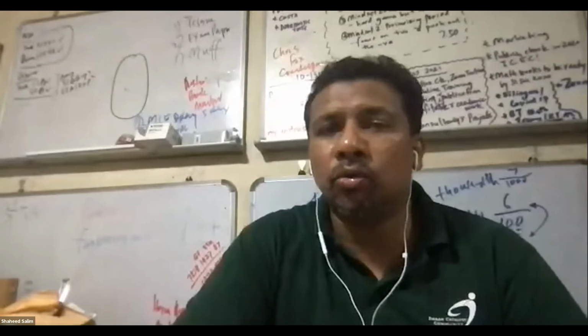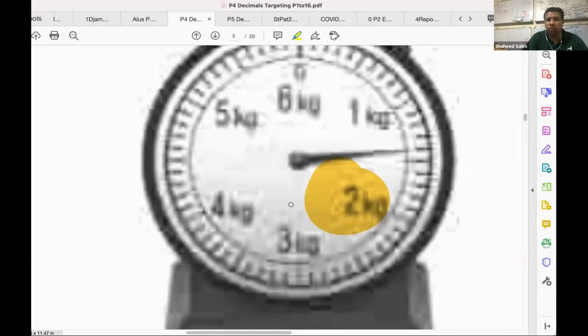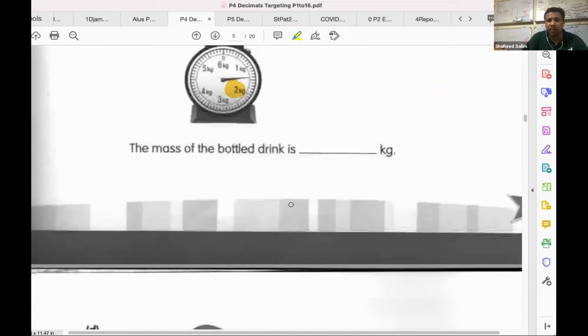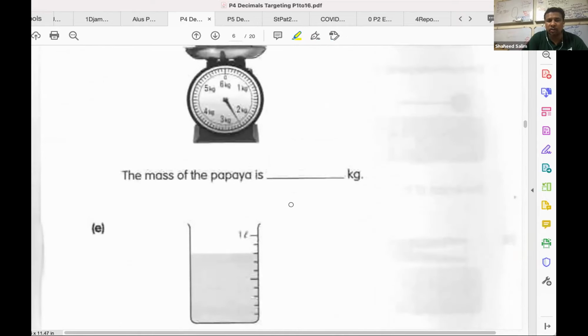Okay, we move on to the next one. This time, I hope you can do with smaller images. Okay, my mistake was to scan it. You try this one.